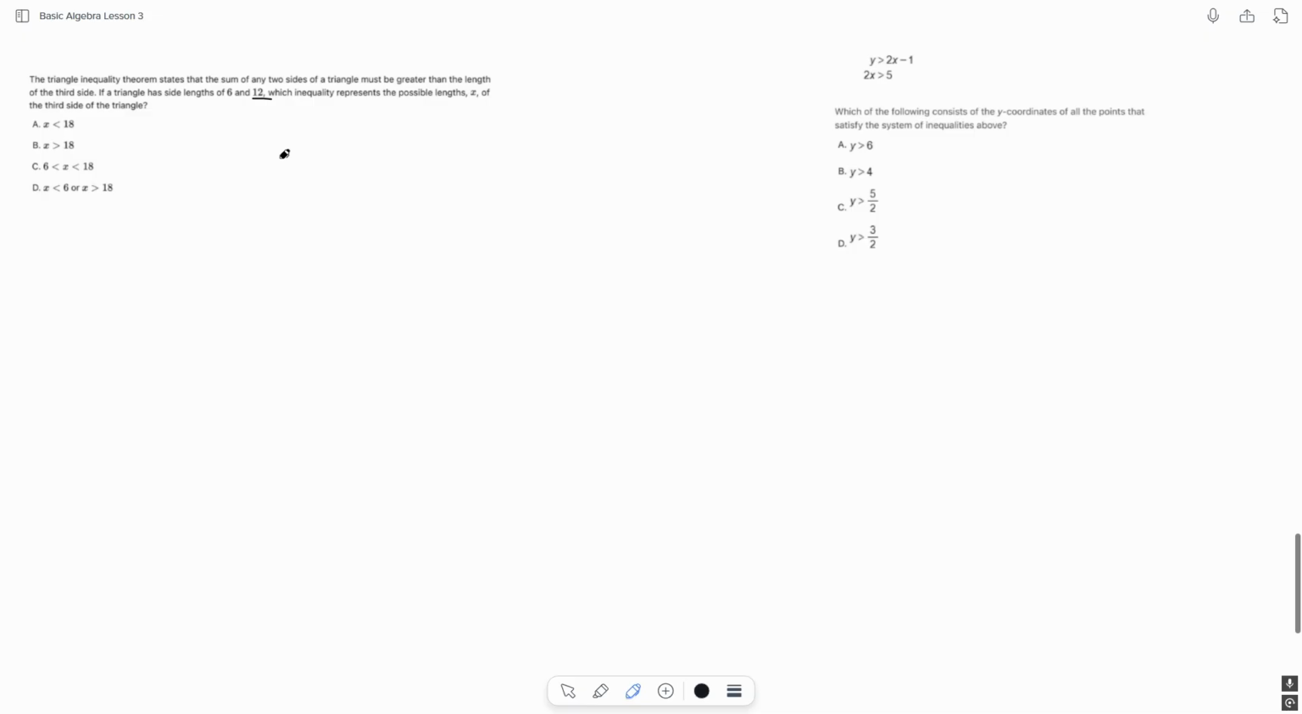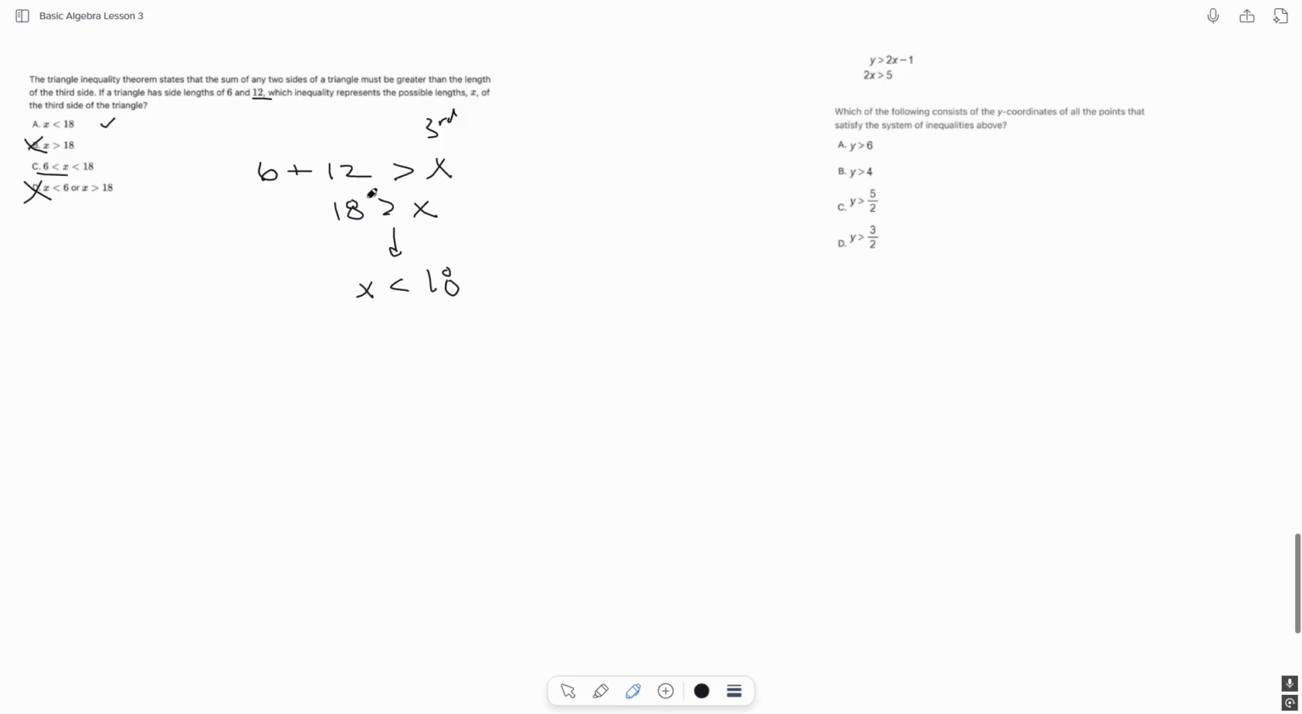So, for example, we'll just write this out. We'll have the side lengths of 6 and 12 have to be greater than X, right? Which is the third side. So you could say that 18 is greater than X, which is the same thing as X is less than 18, right? So this looks good. This doesn't, and this doesn't.